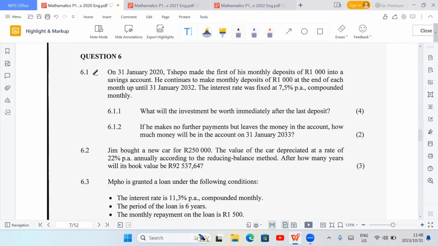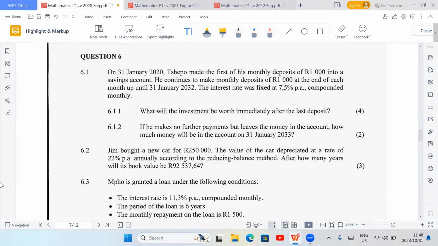Now, you know, with financial maths, as long as you can read your statements correctly, and then you do whatever that they tell you, right, you can get these marks, right? You can get these marks because we know with this first one, what will the investment be worth immediately after the last deposit? So this is on investment. Already, you know, this is on future value. So they tell you he continues to make monthly deposits. So they tell you about monthly deposits of 1,000 rand.